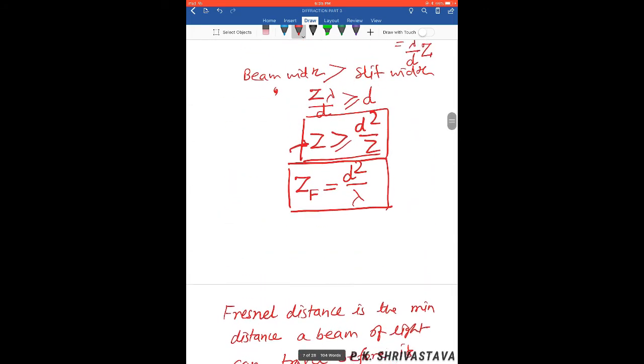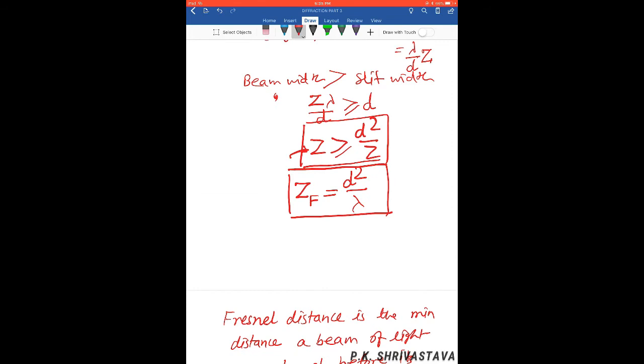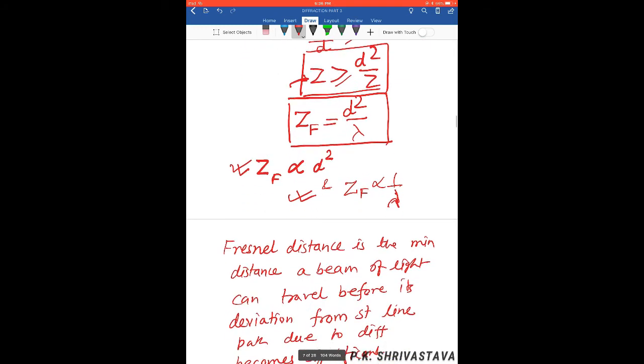Here you see the Fresnel distance depends upon the size of slit. It is directly proportional to square of size of slit or aperture, and this Fresnel distance is inversely proportional to wavelength of light. These two things are important. That is, if the size of width is more, then Fresnel distance is also large. That is, light can travel along a straight path up to a larger distance.